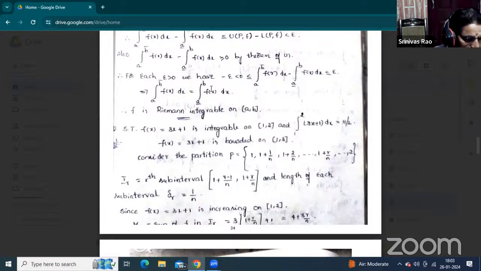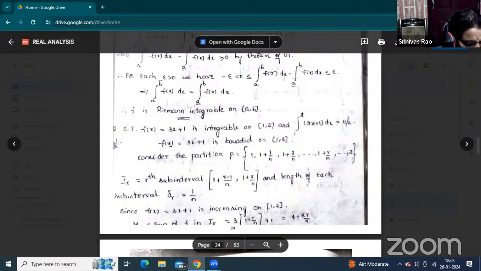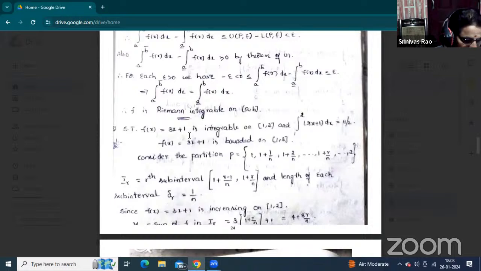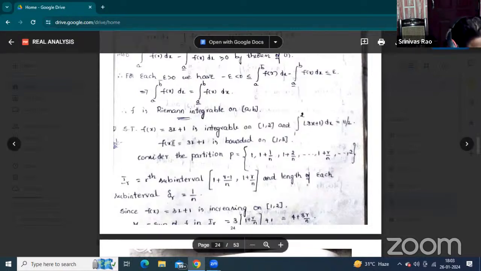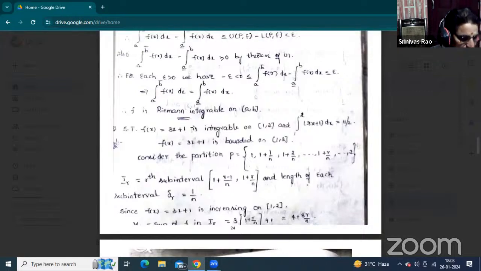What is the problem? For the Riemann integral, the given function is f of x equal to 3x plus 1. This is a simple function, of the form ax plus b. This is a first degree polynomial function, or simply a straight line. Given the function is 3x plus 1, this algebraic function is integrable on the interval with end points 1 and 2.